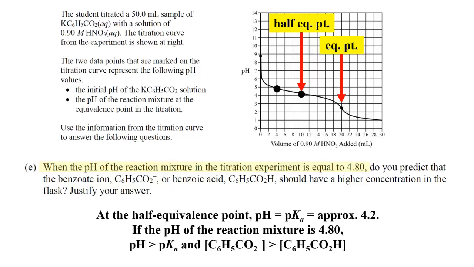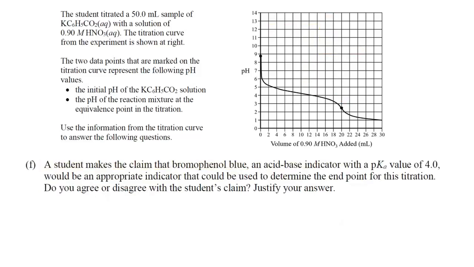Now let's go ahead and take a look at part F. In part F, it says, a student makes the claim that bromophenol blue, an acid-base indicator with a pKa value of 4.0, would be an appropriate indicator that could be used to determine the endpoint for this titration. Do you agree or disagree with the student's claim?